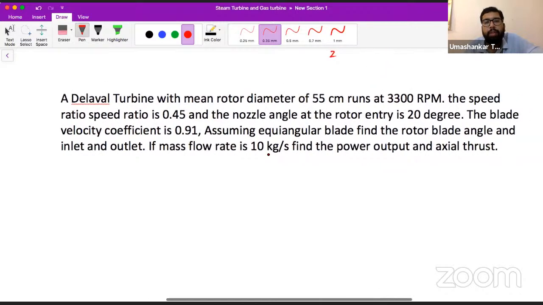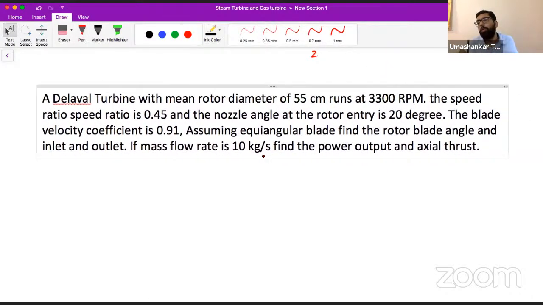Okay, so we have another question on the screen. You may start solving it. The students who are live attending this session may start to solve this question. Please begin solving this question.